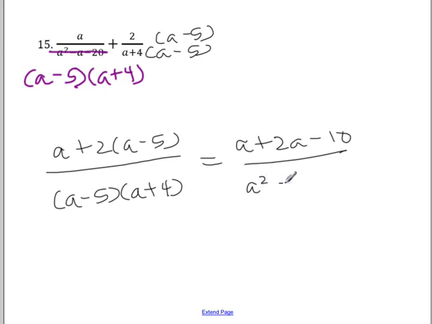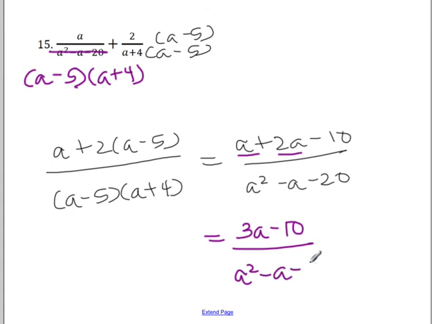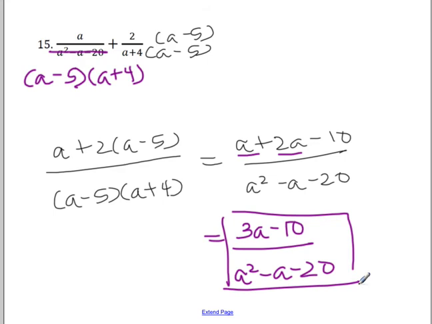I'm going to rewrite this. It was a squared minus a minus 20. And if I combine my like terms, I will have 3a minus 10 all over a squared minus a minus 20. And that will be my solution for example 15. Okay.